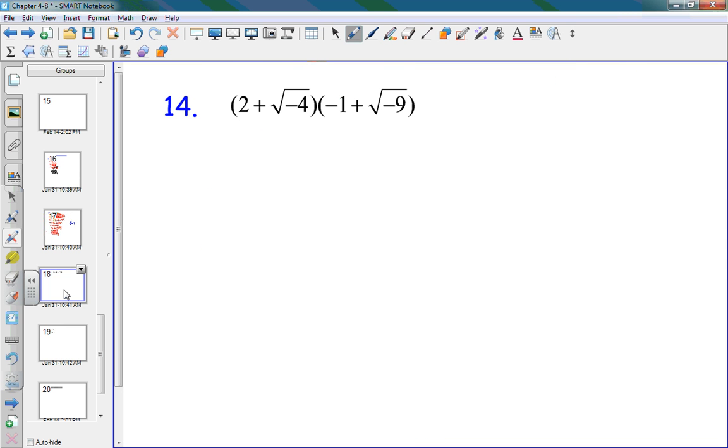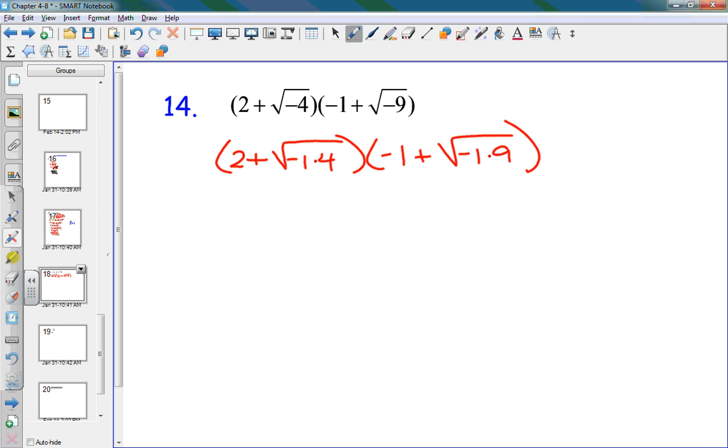Ooh, number 14 looks a little bit ugly. I have square roots in there. The square roots have negative numbers underneath them. So let's talk about that then. That's going to actually give me -1 times 4. This over here is going to give me -1 times 9. Well, what does the -1 mean underneath a square root? Well, that's i squared. So that's i squared times 4.